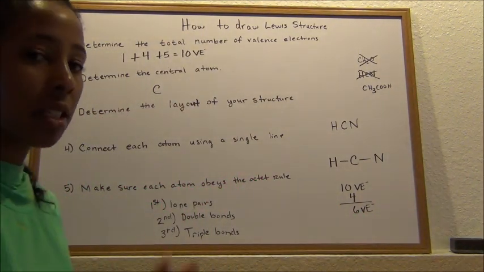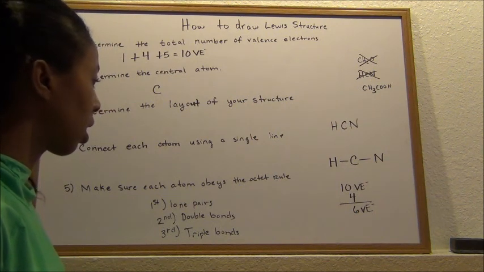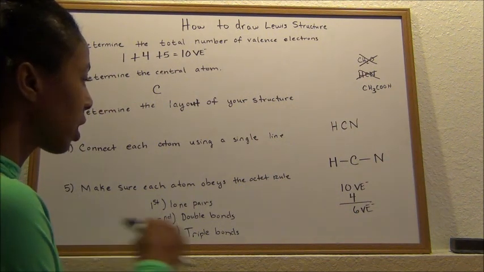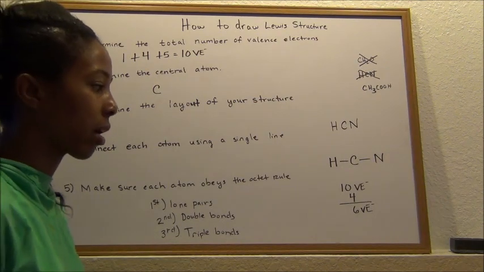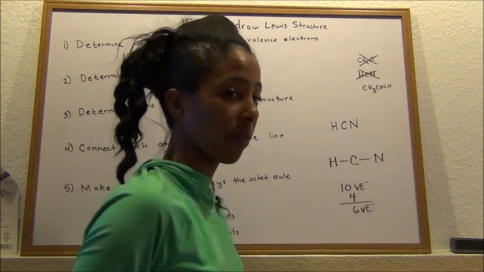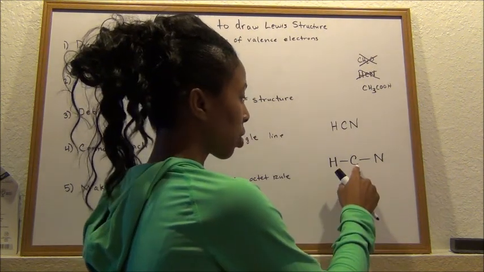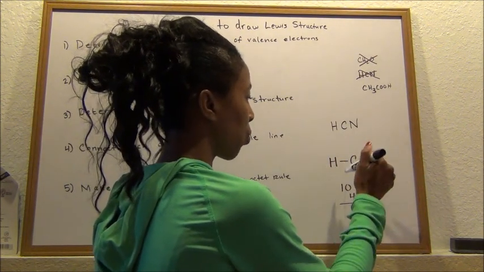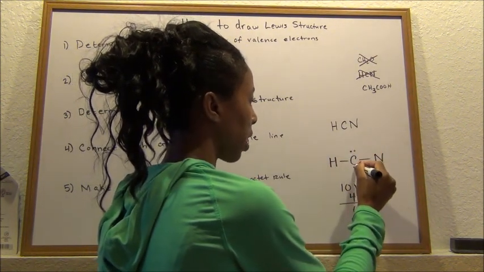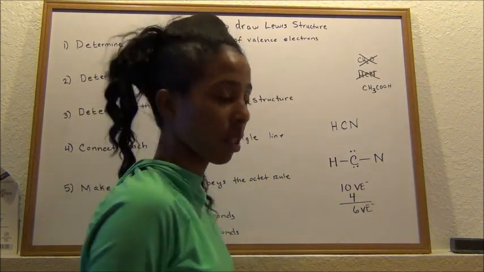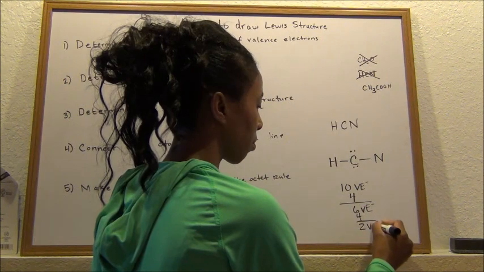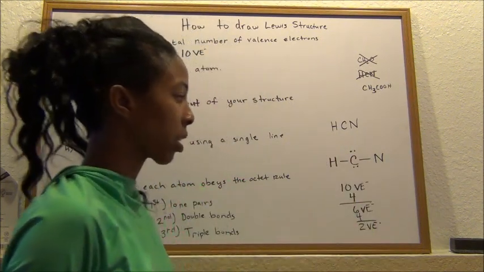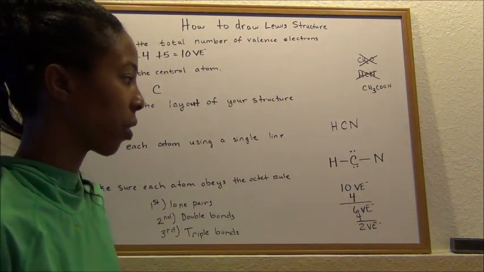Okay, so let's take a look. Now we're going to try to make sure that each atom obeys the octet rule. We're first going to have to use our lone pairs of electrons. We have 6 available to us. With carbon, we already have 2, 4, 6, 8. So we've used up 4 of these valence electrons to make carbon obey the octet rule, and we have 2 left over.